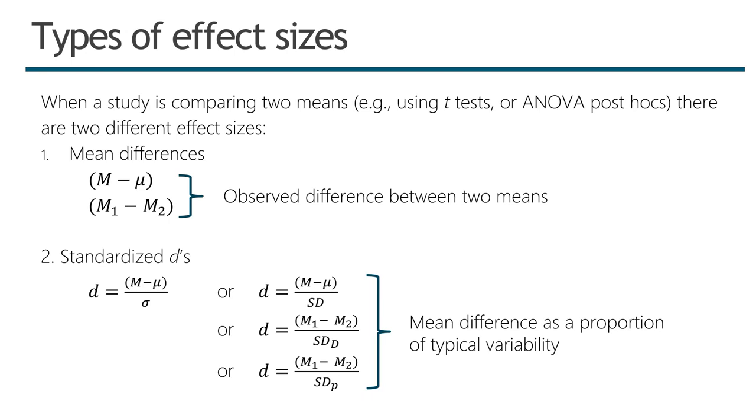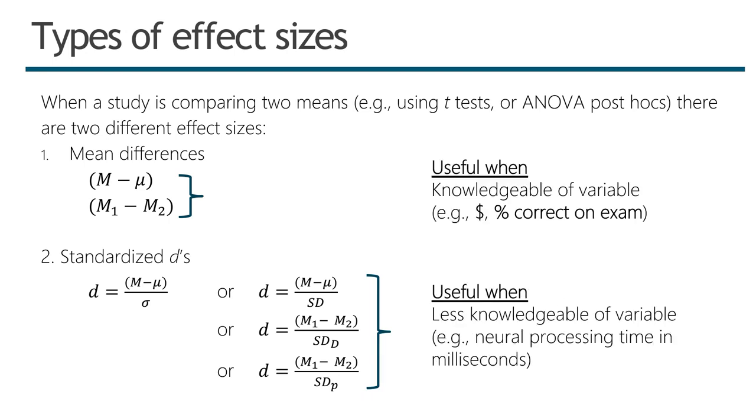The second option for measuring effect size is the standardized D. As is reflected here, there are many different ways to compute the standardized D, but all of them are taking a mean difference and dividing it by some measure of the typical amount of variability in the data. Here again, a larger D would reflect a larger effect size.